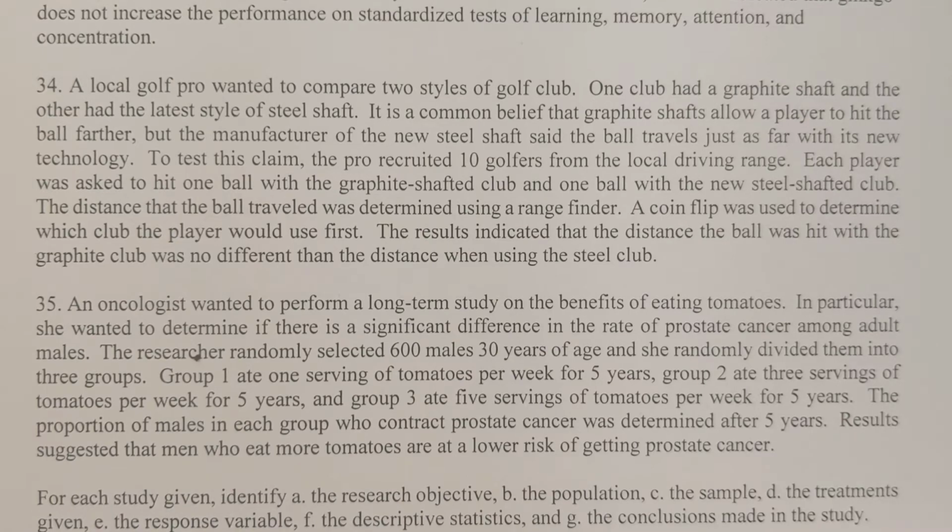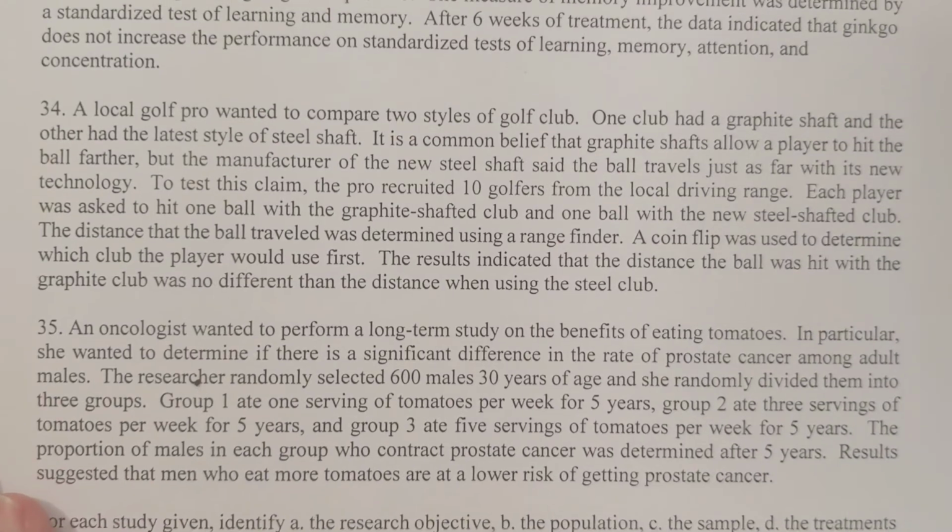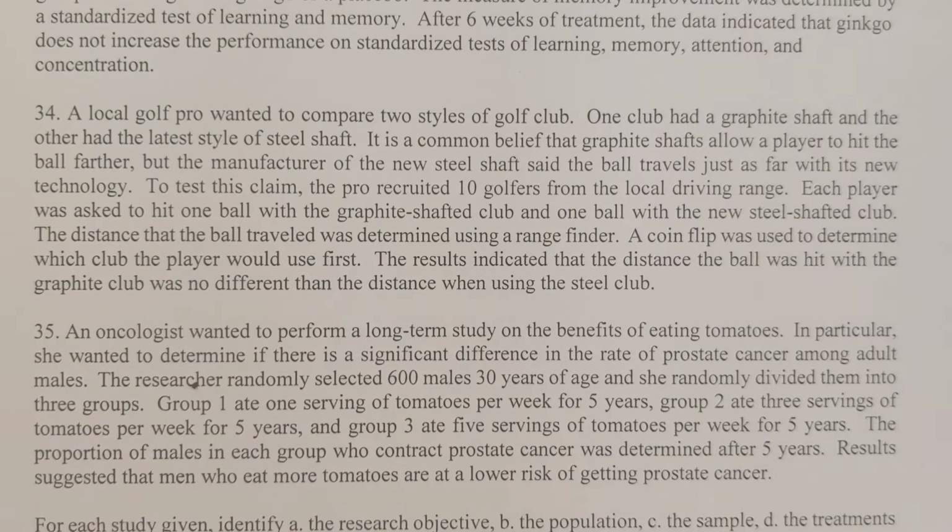Okay, so we'll answer these same questions up here. The first one is to identify the research objective. Okay, so what are we doing? We're comparing two styles of golf club, I would say. Okay, and the population would be all golfers. So anyone who golfs might be interested in what happened here, right? So obviously, all golfers want to hit the ball further, right?